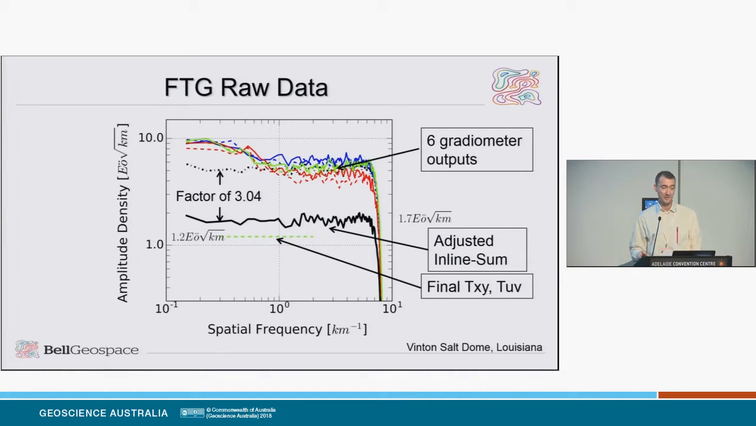And for a fair comparison of raw data, you have to consider the mathematics of the processing. So this is the raw data, the FDG raw data for that Vinton survey. These are the 6 gradiometer outputs. You see that one was much better than the other two.